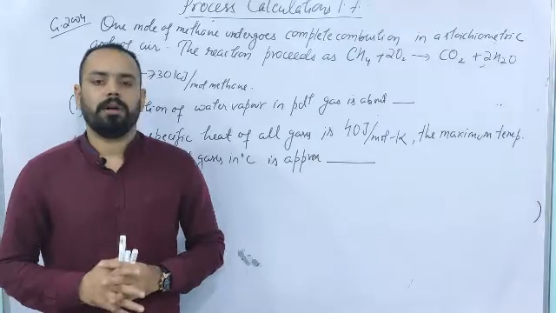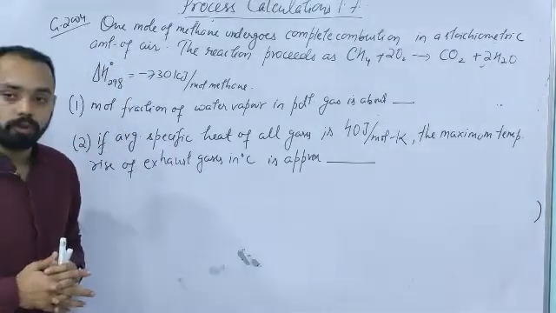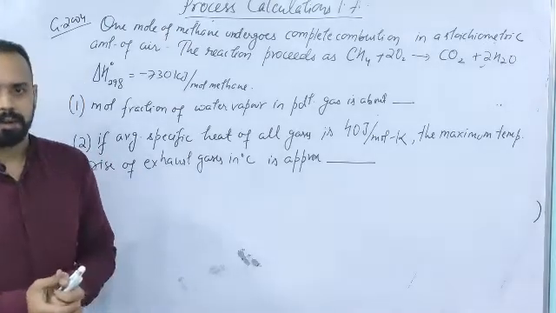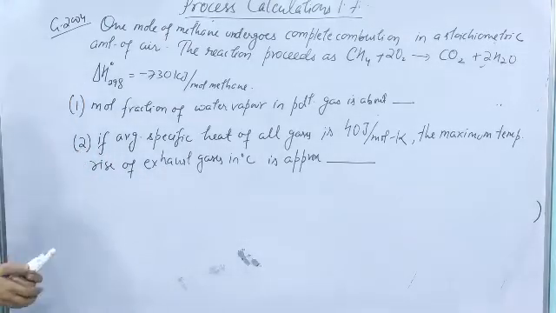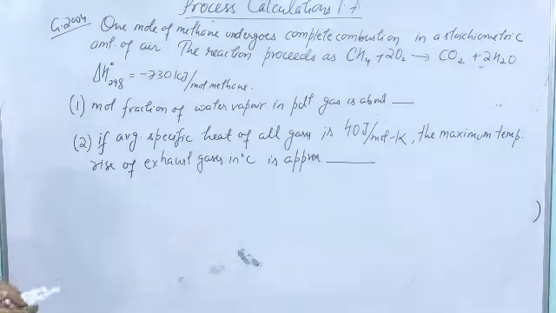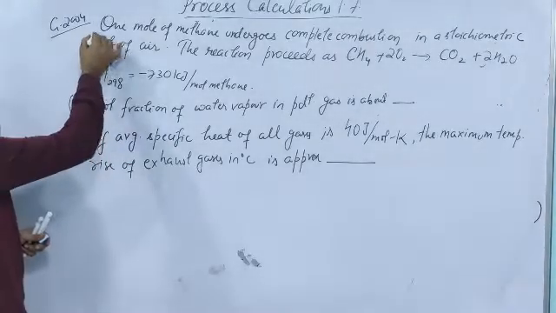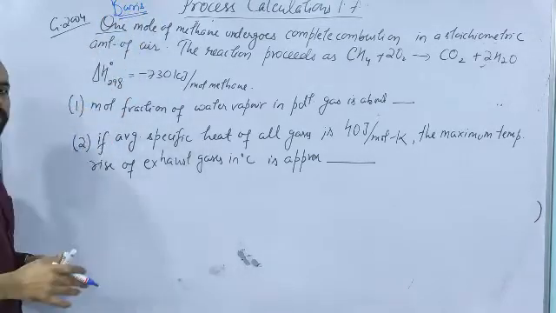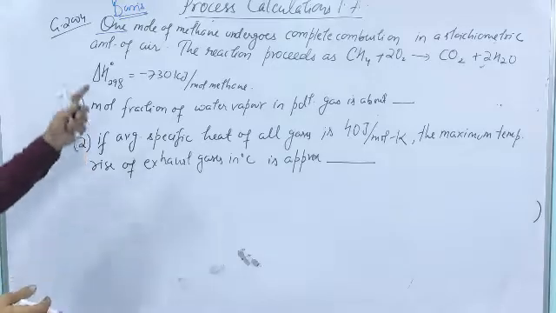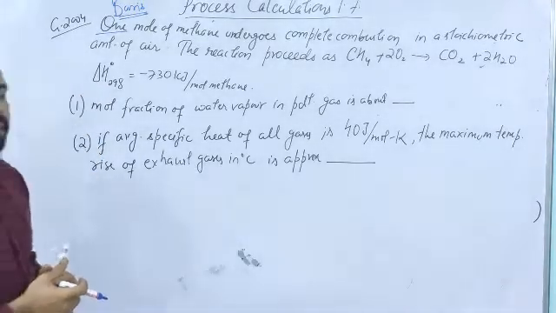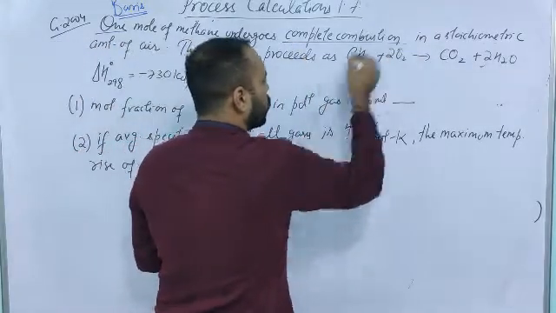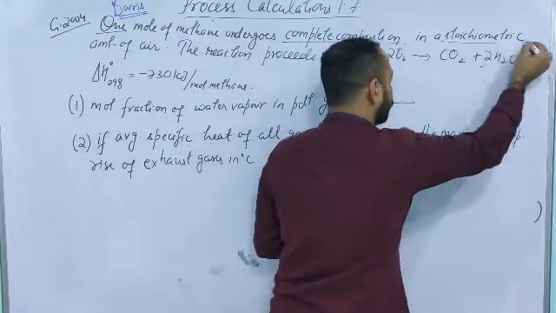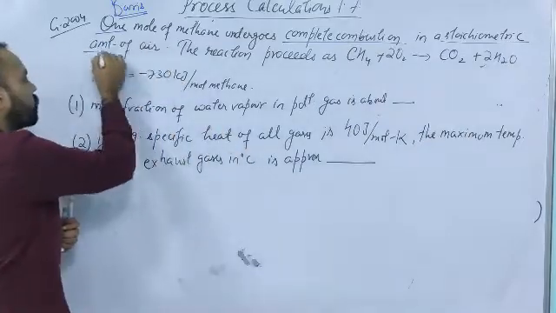This problem is from the year 2004, and it is based on energy balance and some concepts of mass balance with chemical reaction as well. So let us spend a minute reading the problem. 1 mole of methane means the basis is given, right? While you read the problem, also plan the strategy accordingly. So 1 mole of methane undergoes complete combustion in a stoichiometric amount of air. What is the meaning of stoichiometric amount of air?